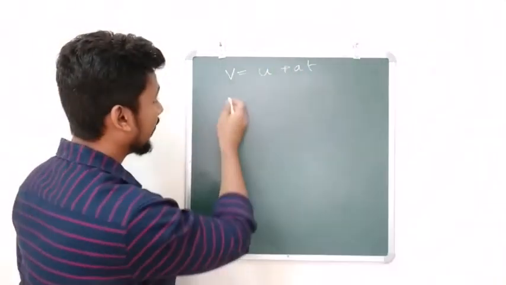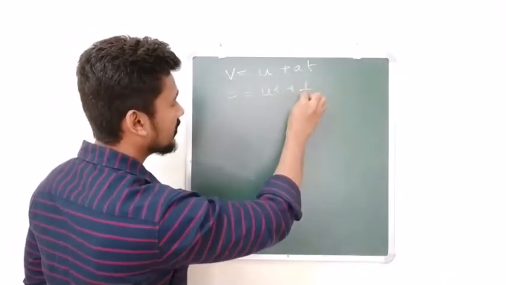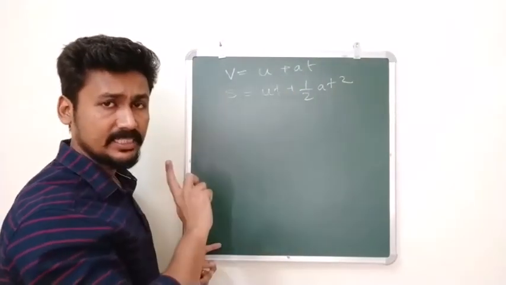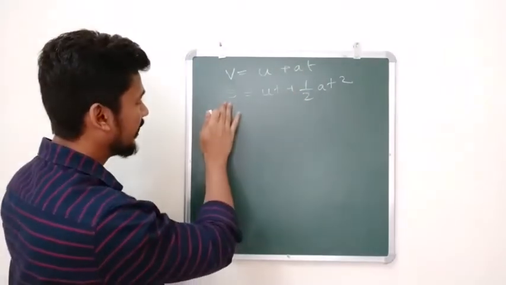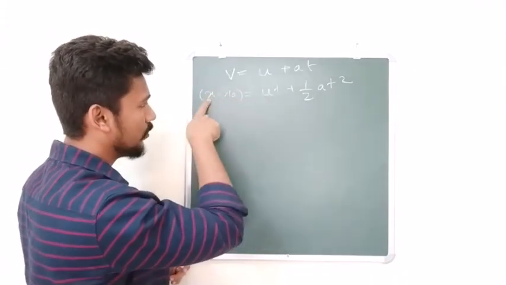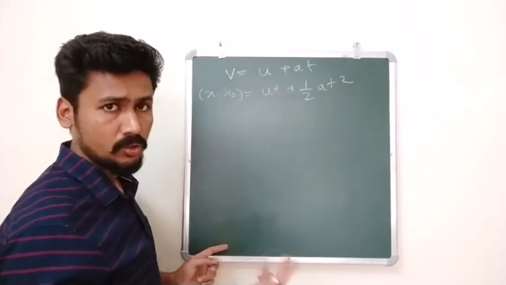Then the second equation we have learnt is that s is equal to ut plus half at square. Here this s represents the displacement. We can write this as x minus x naught, that is final position minus initial position also. Of course if you write it as s also, no issues.